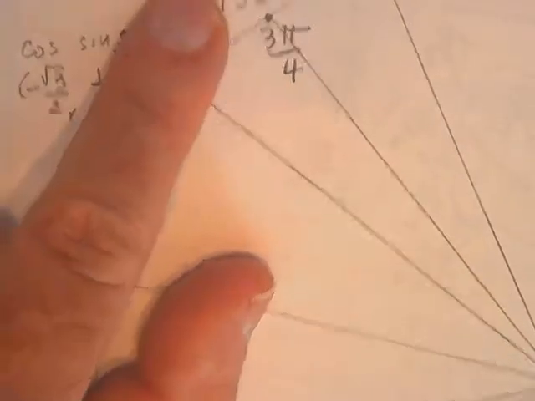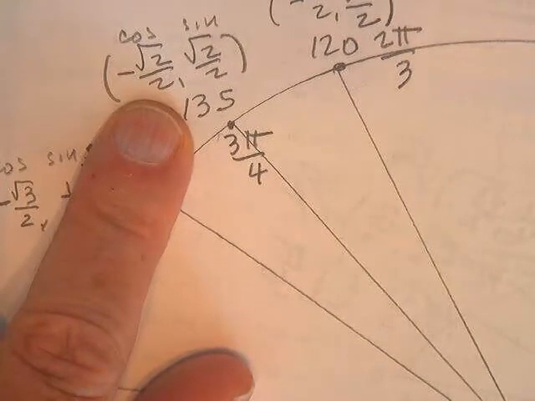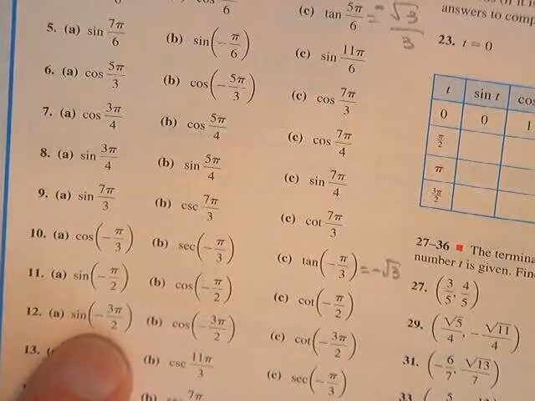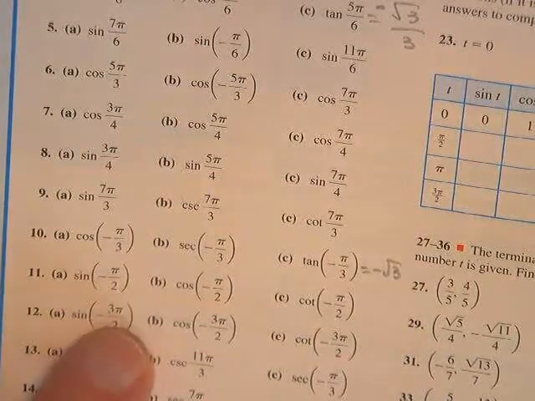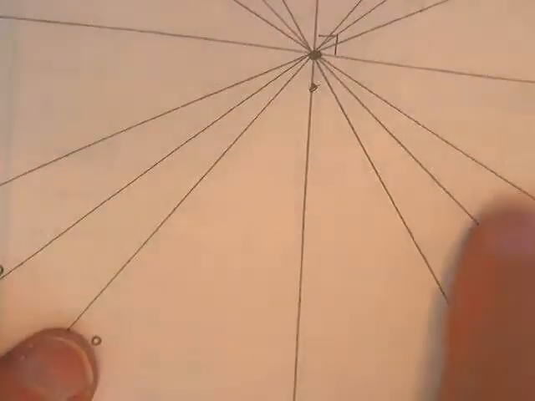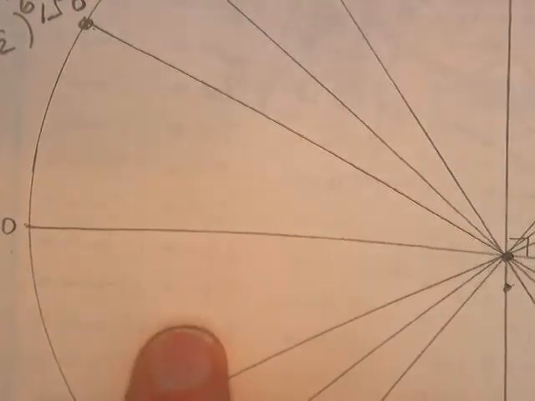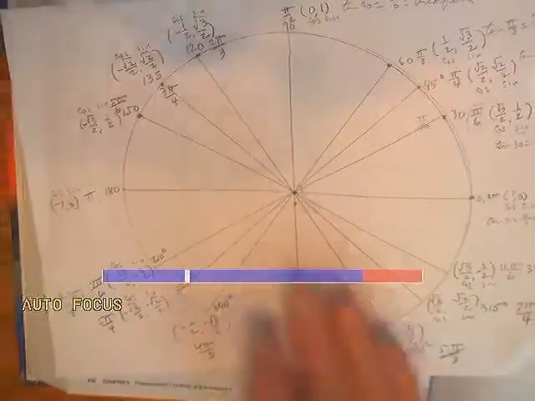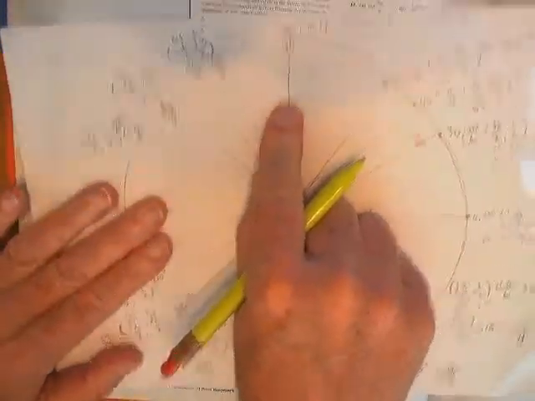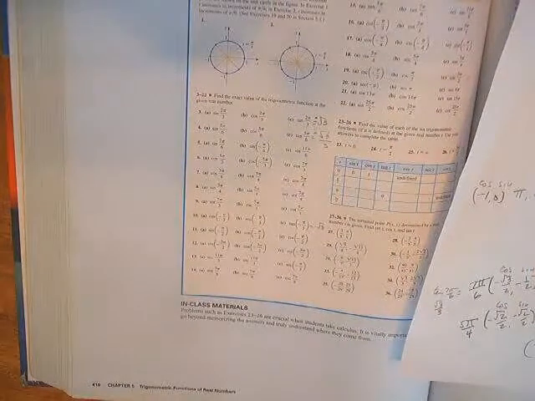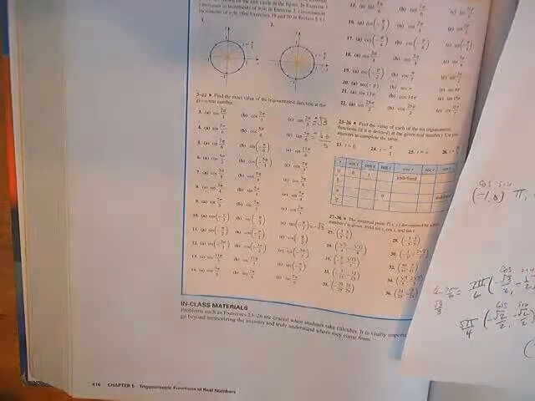Cosine 3 pi over 4. There's 3 pi over 4. The cosine is negative root 2 over 2. This may be too fast, I don't know. The sine of negative 3 pi over 2. Well, here's negative 1 pi over 2 right there. There's negative 2 pi over 2 right there. Pi over 2s are 90s. 1, 2, 3. We're right here. There's the sine, 1. The answer is 1. We want you to just read these off of your unit circle. So there you go on that.